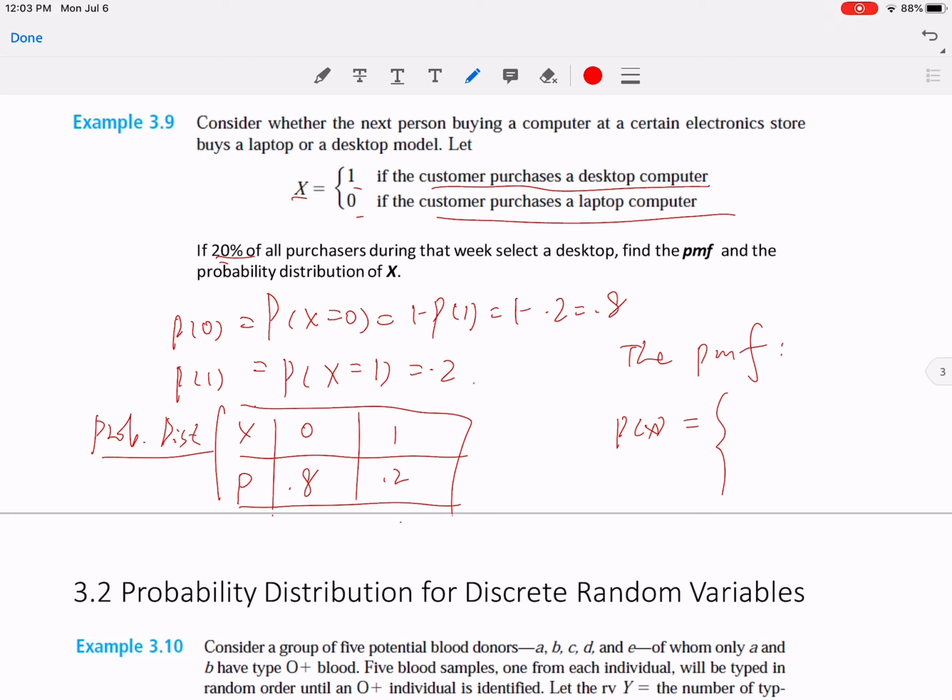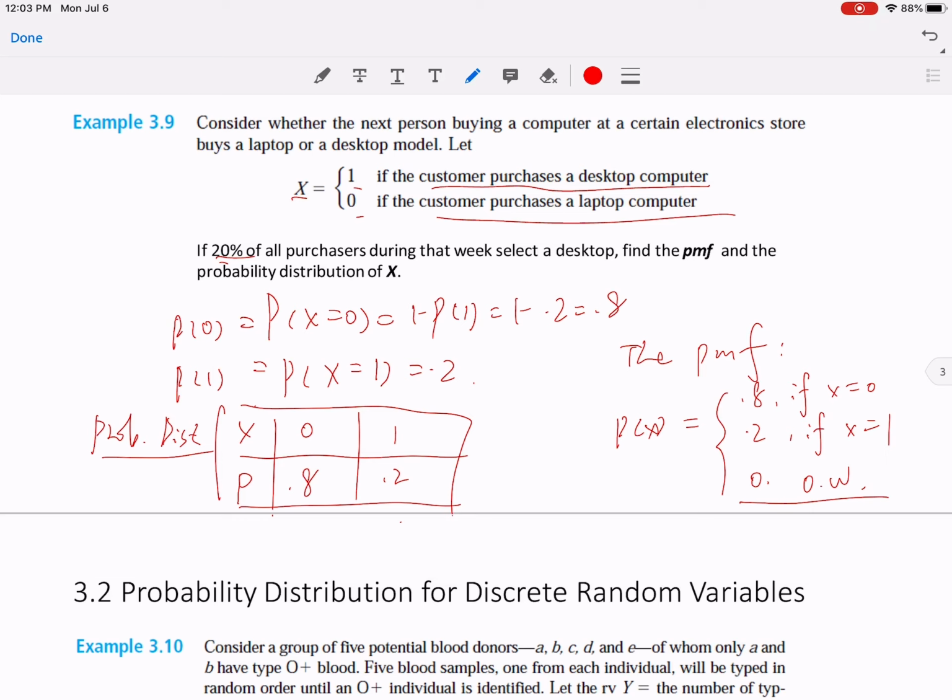we need to list the probability of each possible outcome. First of all, 0.8 if x is equal to 0, 0.2 if x is equal to 1, and then 0 otherwise. You cannot miss the last part over here. You gotta tell people that if x is equal to any other number, the probability is equal to 0, okay?